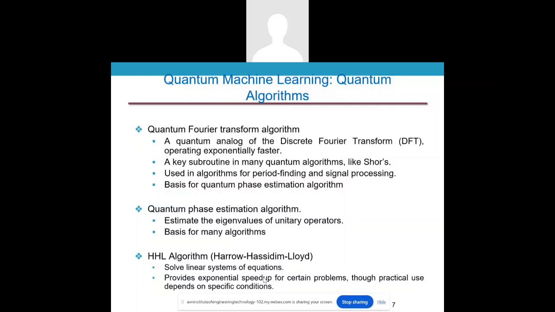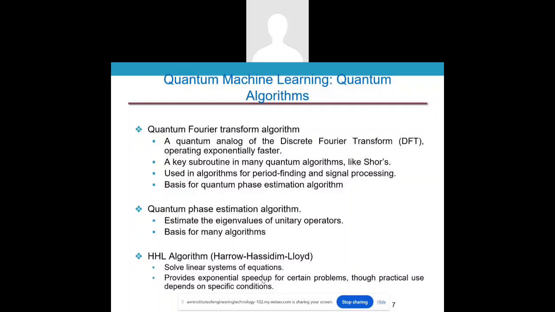The quantum Fourier transform algorithm is the quantum analog of the discrete Fourier transform, operating exponentially faster. It is a key subroutine to many quantum algorithms, like Shor's algorithm, and is used in algorithms for period finding and signal processing. It is the basis for the quantum phase estimation algorithm.